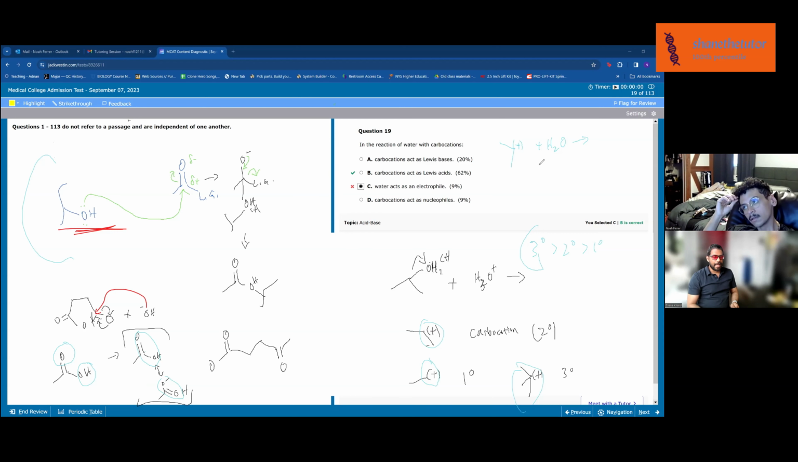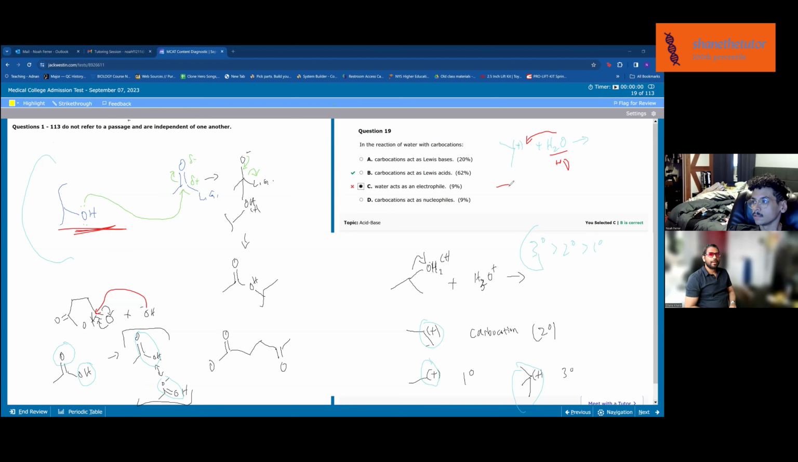Now, a nucleophile: we have already established that a nucleus is positively charged. So a nucleophile would like to attack the positively charged thing. Oh, so this is going to act as the nucleophile over here. Correct. And this will turn into an OH.